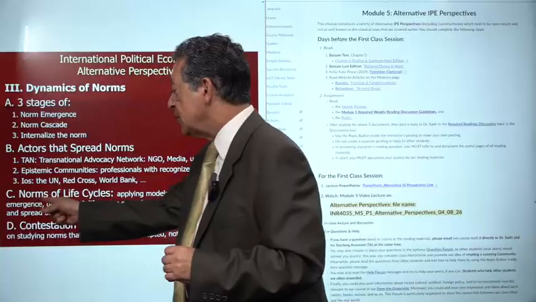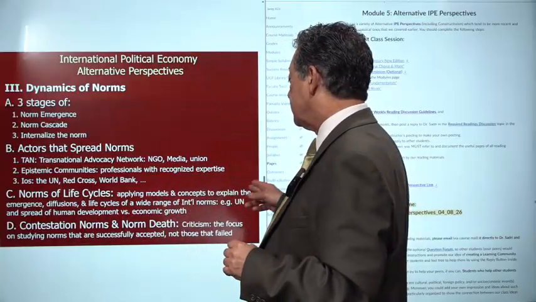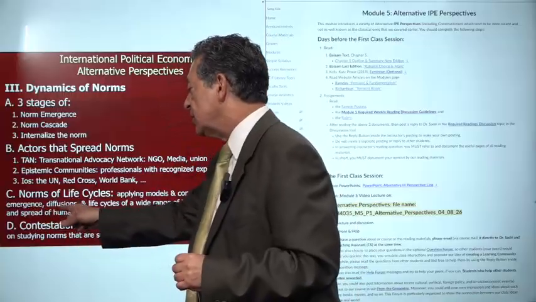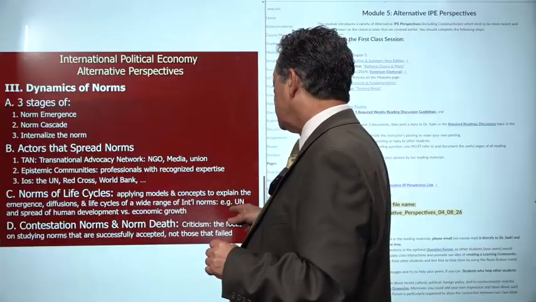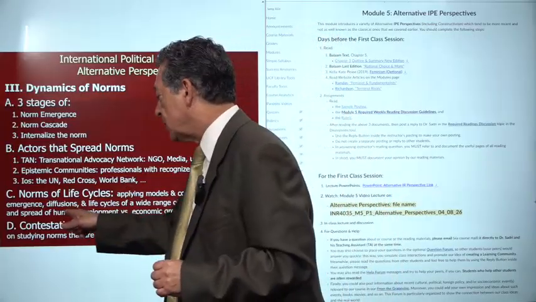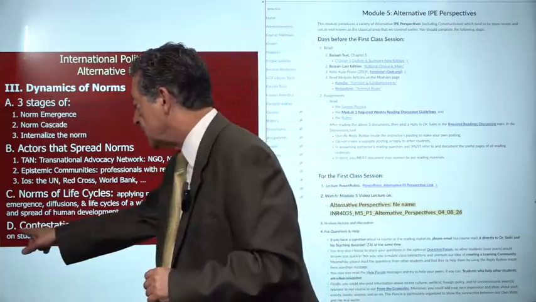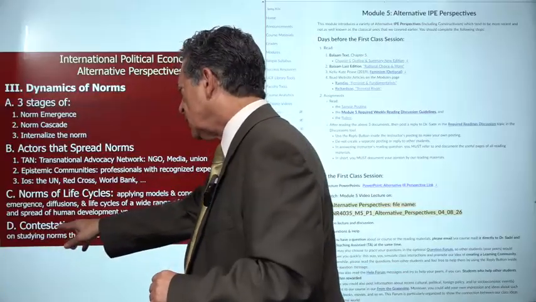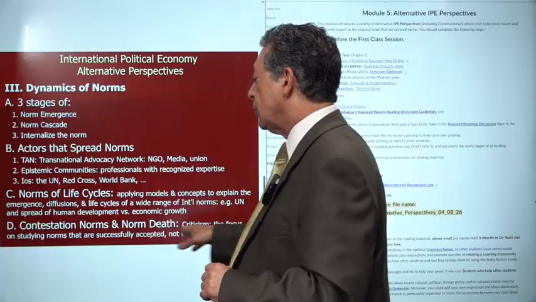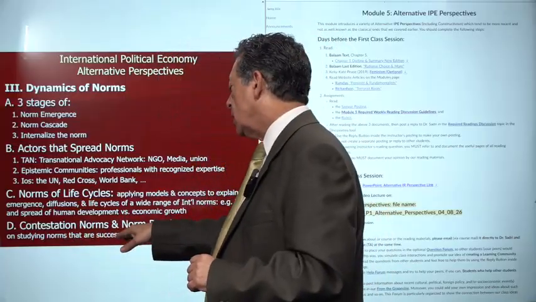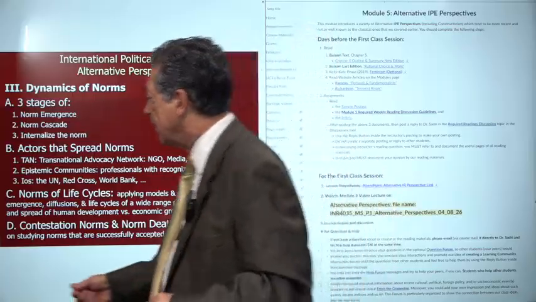And the next notion is the norm life cycle, applying models and concepts to explain the emergence, diffusion, and life cycles of a wide range of international norms. For example, the UN and the spread of human development versus economic growth. And last but not least is the consideration of norm death. Here is the criticism: the focus of the study is on norms that are successfully accepted, not those that failed.